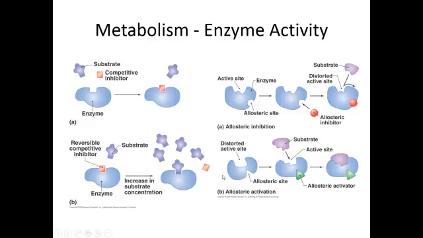Now, we can also turn on an enzyme. Suppose we've got an enzyme that we only need to put into action occasionally. In its normal state, the active site does not fit the substrate. But when it's time, we can put in an allosteric activator, conformational change again, the substrate fits into the active site, and we've basically turned on the enzyme.